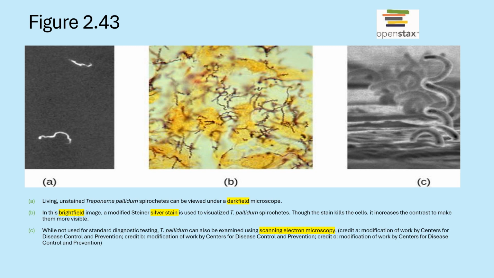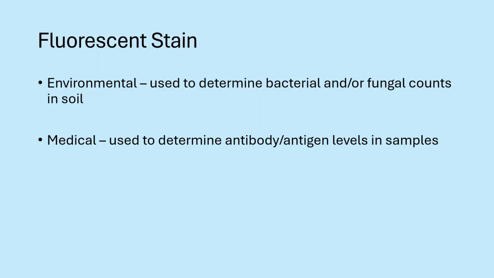But what do you want to see? What information are you trying to determine? That helps determine what kind of stain you're going to use, what kind of microscope you have, and sometimes what you have available. Because, like I say, not everybody has an electron microscope available. Yes, this might be really cool to see, but we all don't have an electron microscope at our disposal.